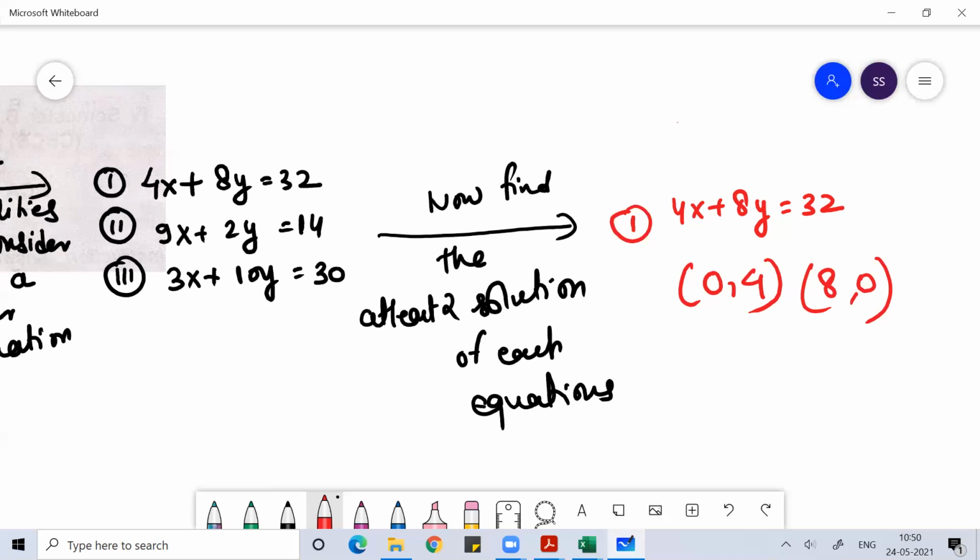Normally, for simplicity, we use zero. I put x equal to 0 and find the value of y, then I put y equal to 0 and find the value of x. Everyone understanding? Anyone have any doubt? Please ask me.